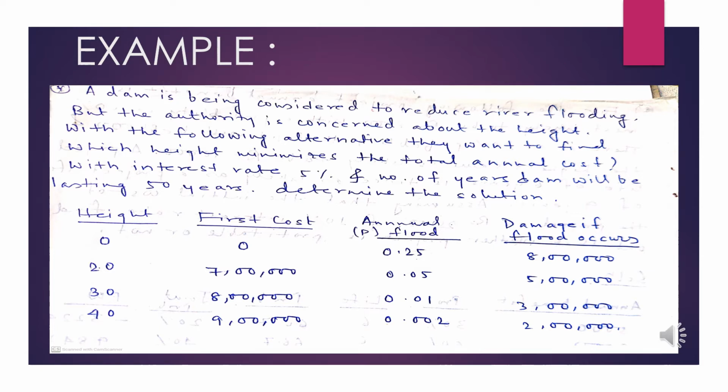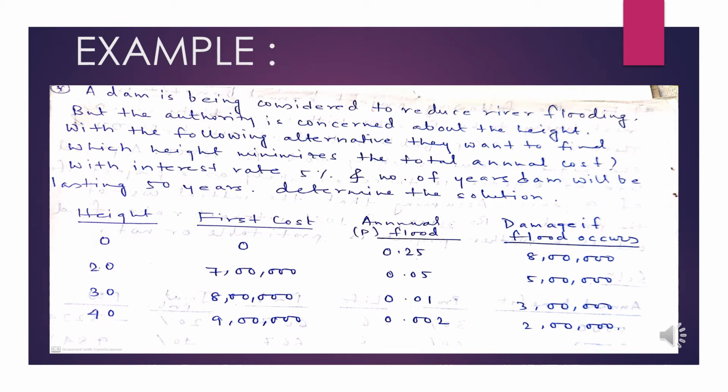Under that, we have been given the following data, which are given as height: 0, 20, 30 and 40, all in feet. The initial cost of setting up the dam is respectively 0, 7 lakh, 8 lakh and 9 lakh. The probability of the flood occurring if the height is 0 is 0.25. If the height is 20, it is 0.05. If the height is 30 feet, it is 0.01. And if the height is 40 feet, it is 0.002.